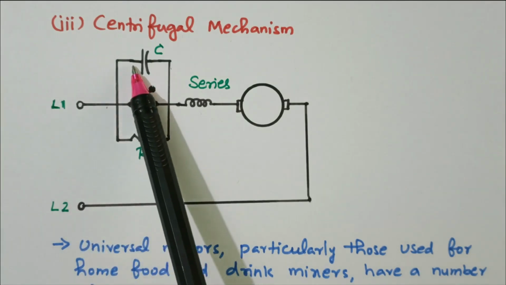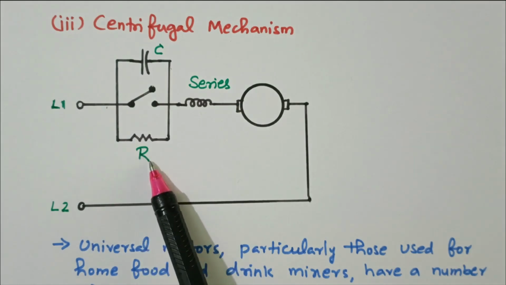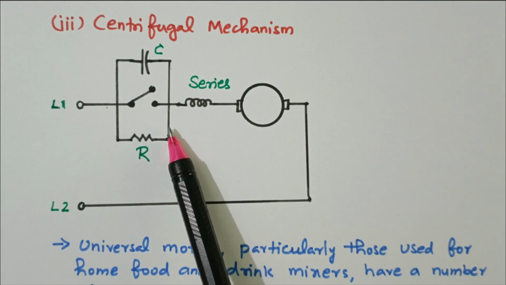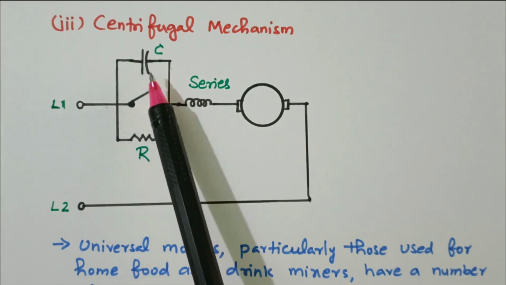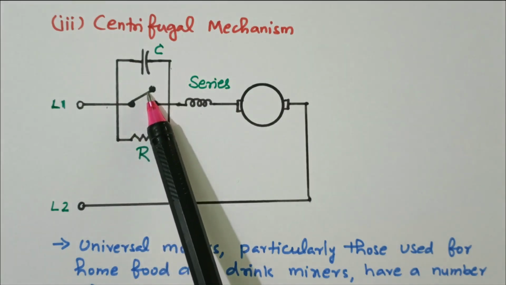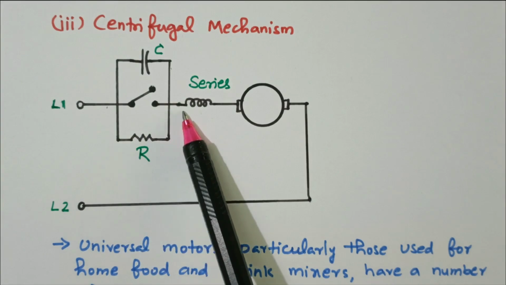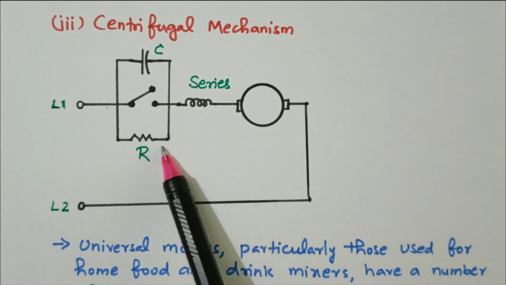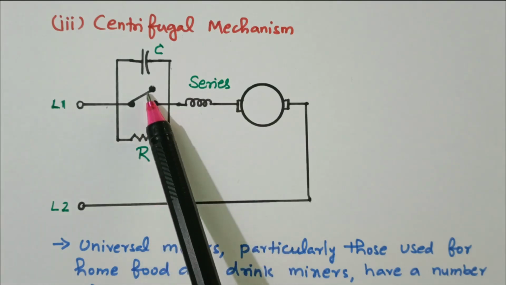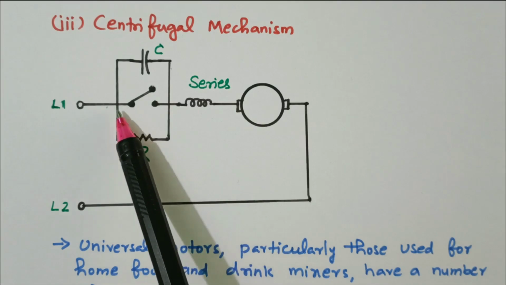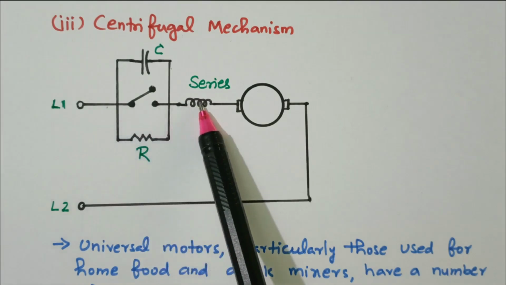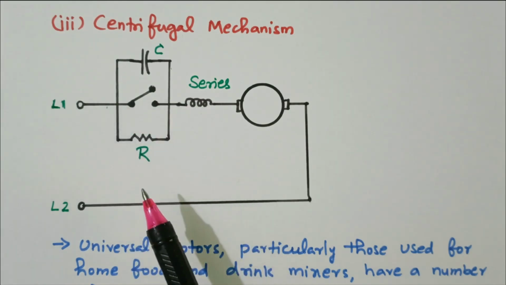On one side the capacitor is connected, on another side the resistor is connected. During high speed, any sparking is reduced by the capacitor. As for the resistor, if the switch is open, the resistor is connected to the motor, so the current flowing through the motor is controlled and decreases. If the switch is closed, what happens? The resistor is disconnected, bypassed. The current flows directly to the motor, so more current will flow.